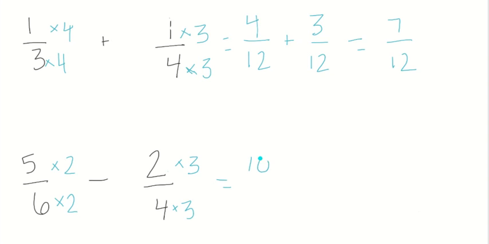What is 5 times 2? 10. What is 6 times 2? 12. What is 2 times 3? 6. 4 times 3? 12. And now instead of adding across, I'm going to subtract across. 10 minus 6 is 4. 12 stays as my denominator. But look here, 4 over 12 can be reduced.